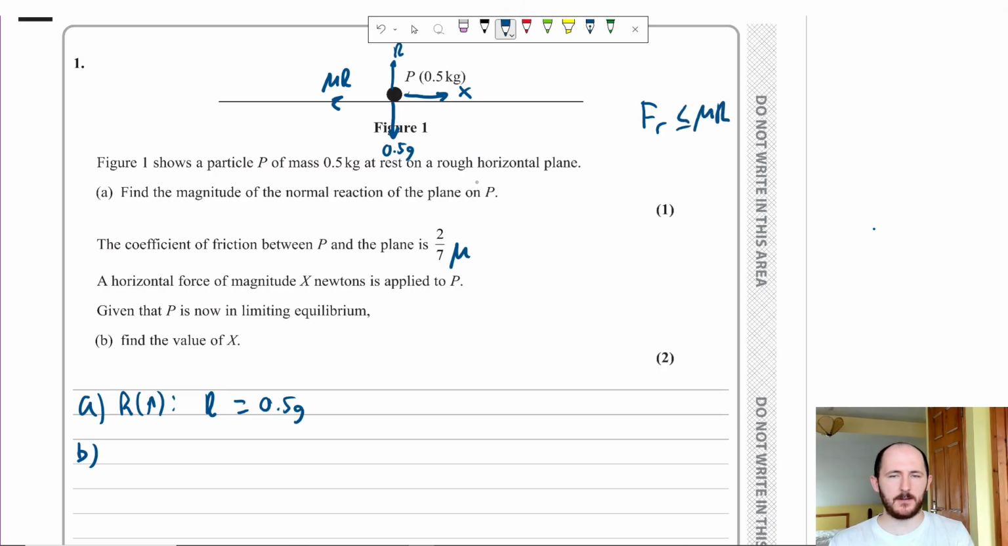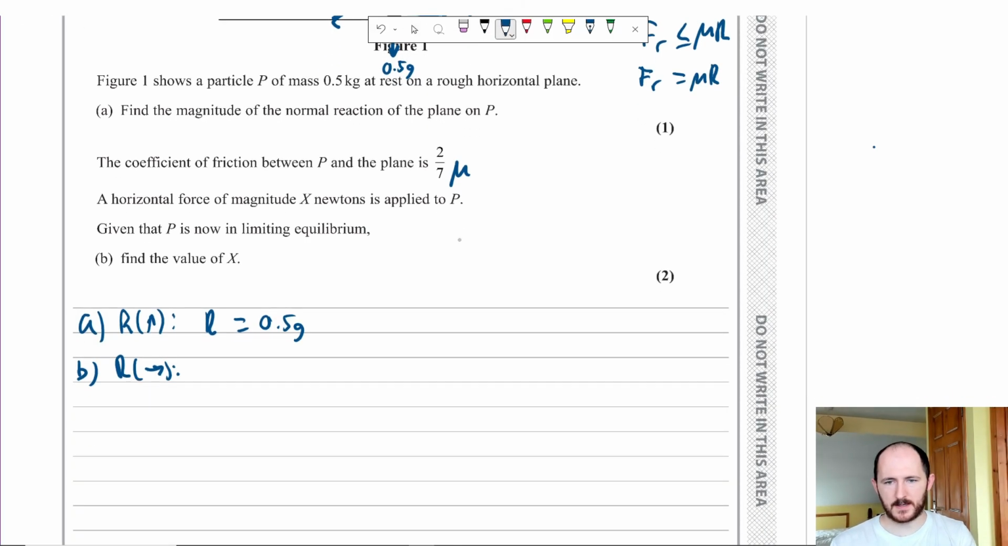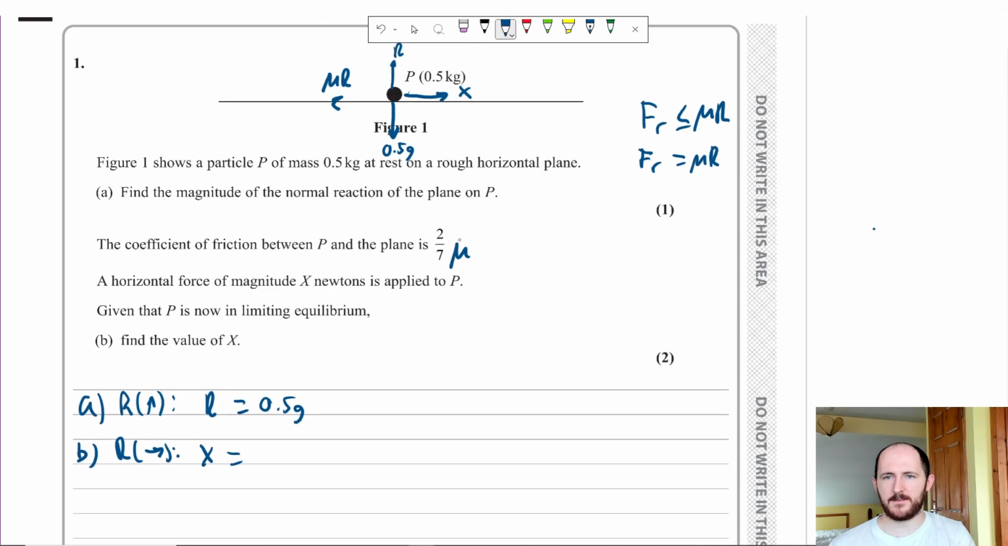But when you're in limiting equilibrium, or when you're actually moving, so there's an acceleration, then friction is just equal to mu R. It's at its greatest possible value. So here we're just going to resolve horizontally, and I'm going to take to the right as positive because x is going to the right. So going to the right we have x. Going to the left, we have mu R.